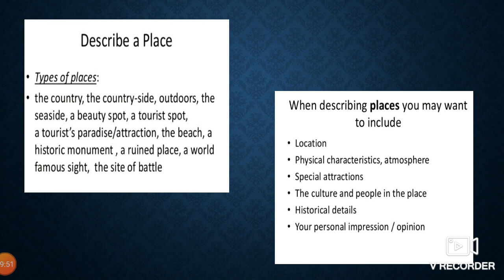So, when describing places, you may want to include these things. First one is location. Second one is physical characteristics and atmosphere. If you follow these points, it will be easy. You can take a screenshot of these points as well. Then special attractions, culture and people in the place, historical details, and your personal impression or opinion regarding that place.